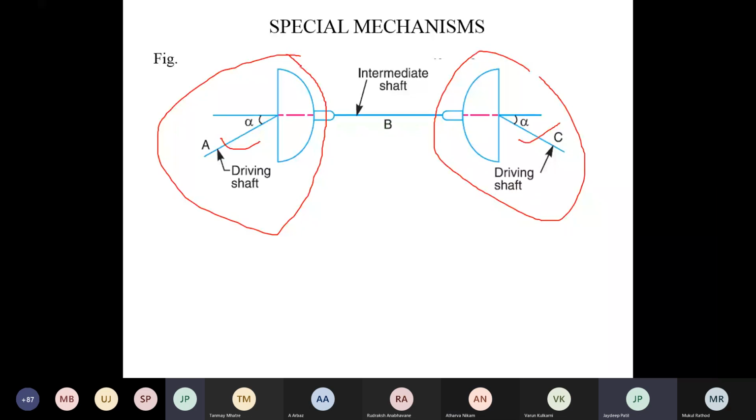एक hook joint को क्या किया है? Driving shaft is attached, and another hook joint there is a driven shaft is attached, but the angle of inclination of both are the same, alpha. So with the intermediate shaft, it is used to maintain the constant speed. Okay, done all of you?